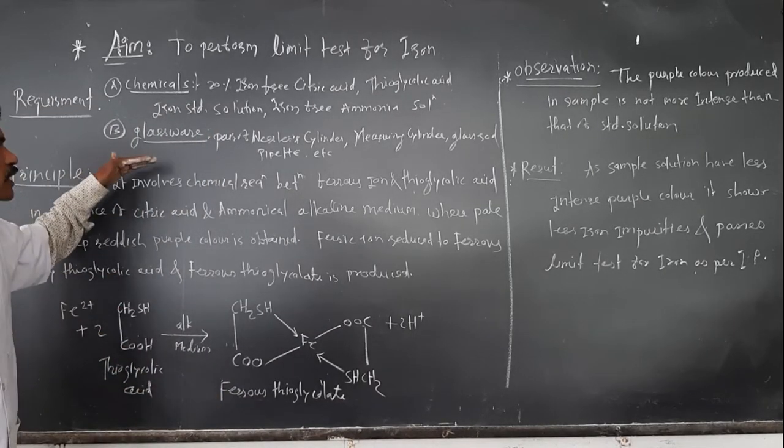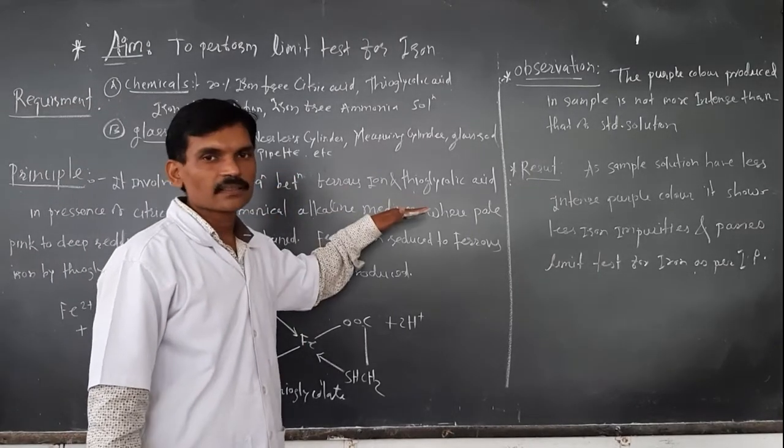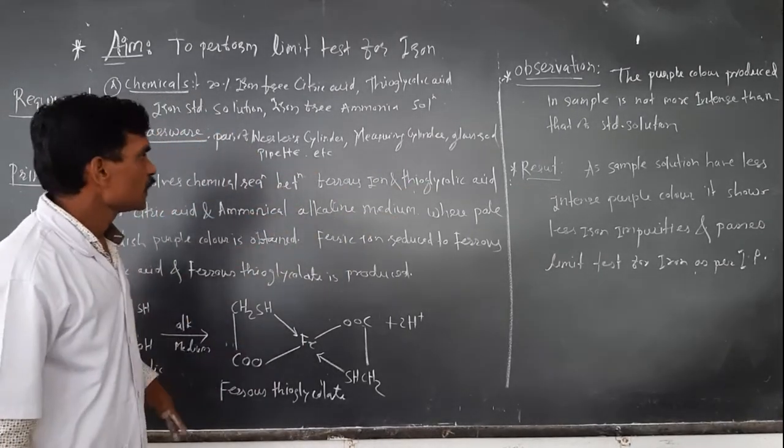The requirement of glassware: here again we require a pair of Nessler cylinders, measuring cylinder, glass rod, pipette, etc.